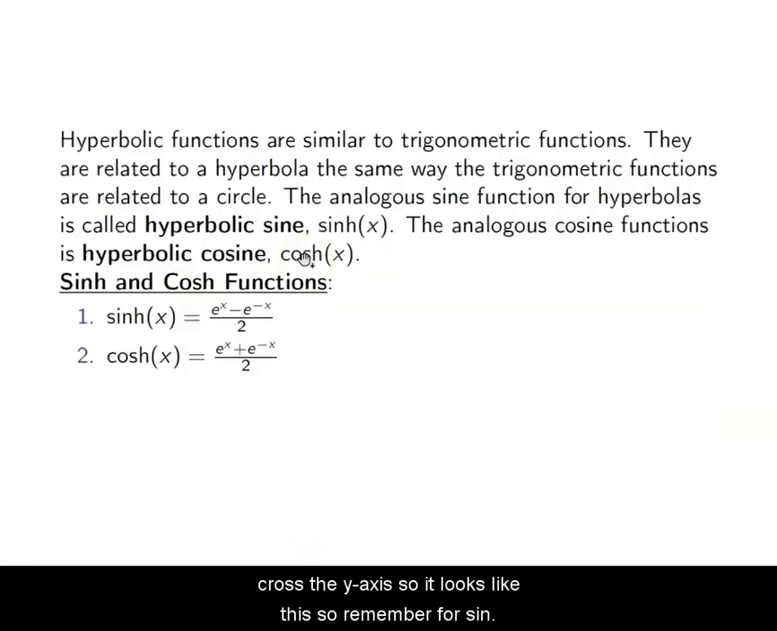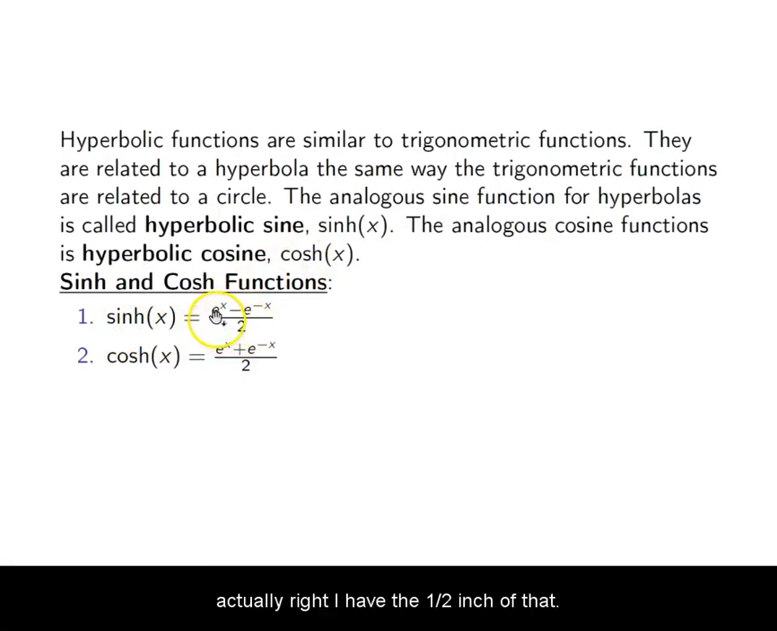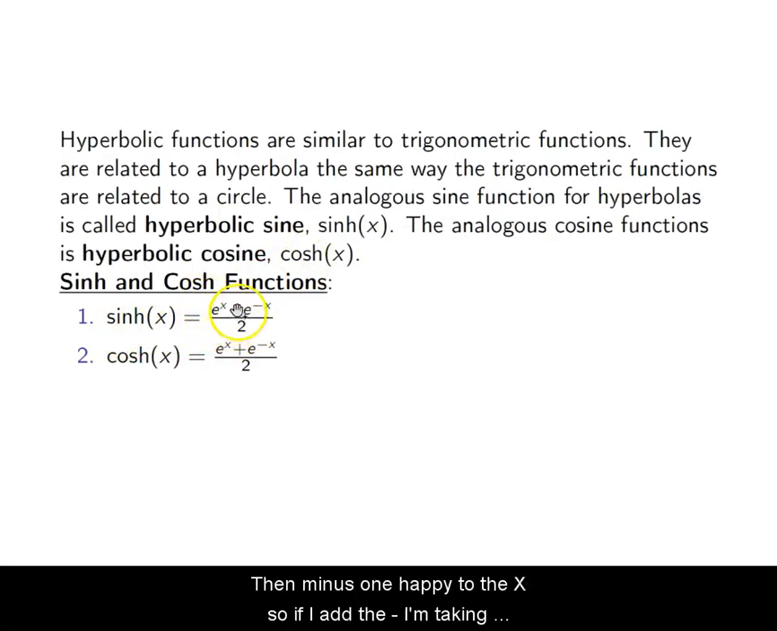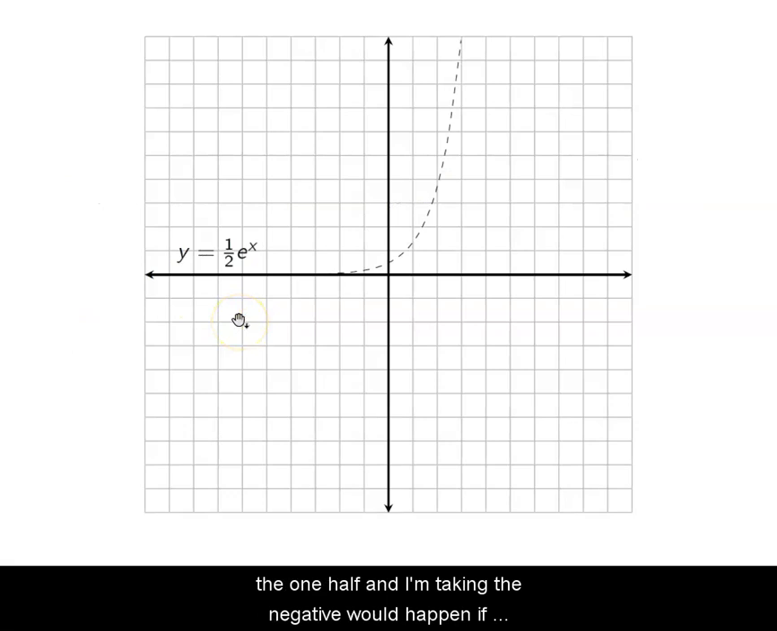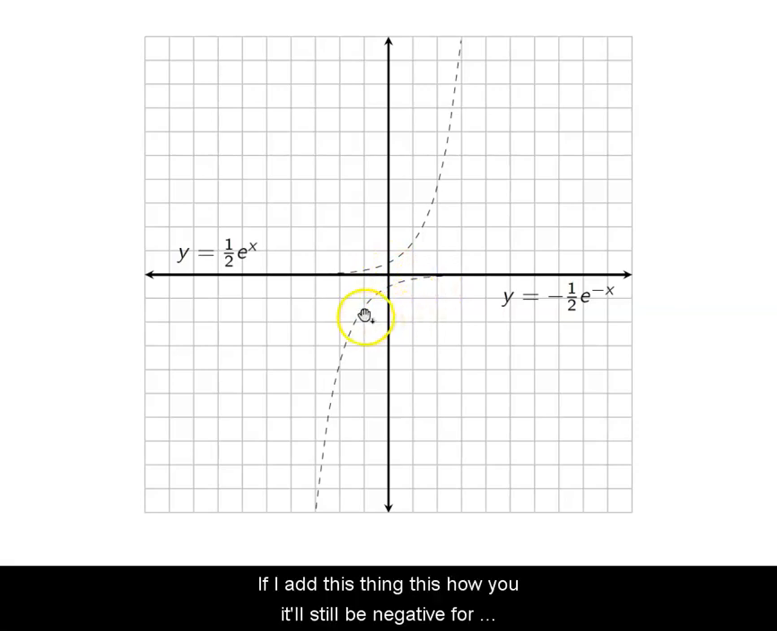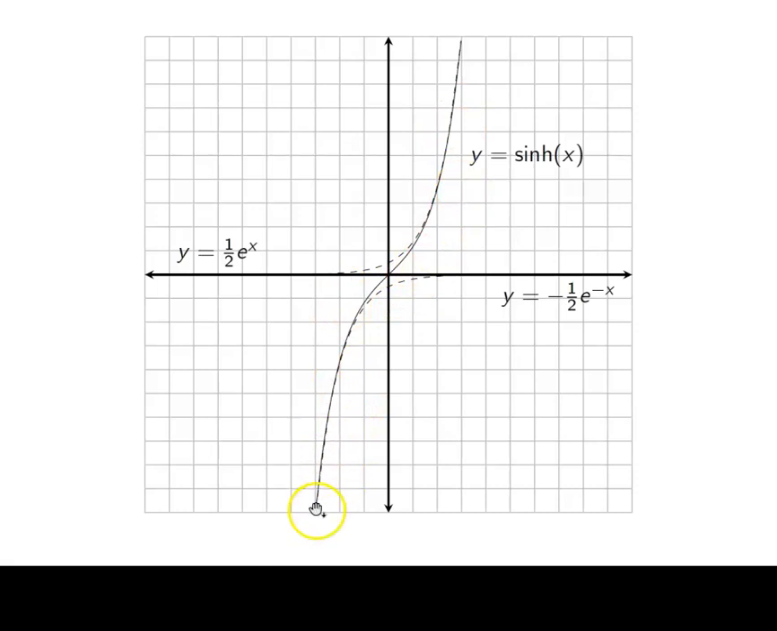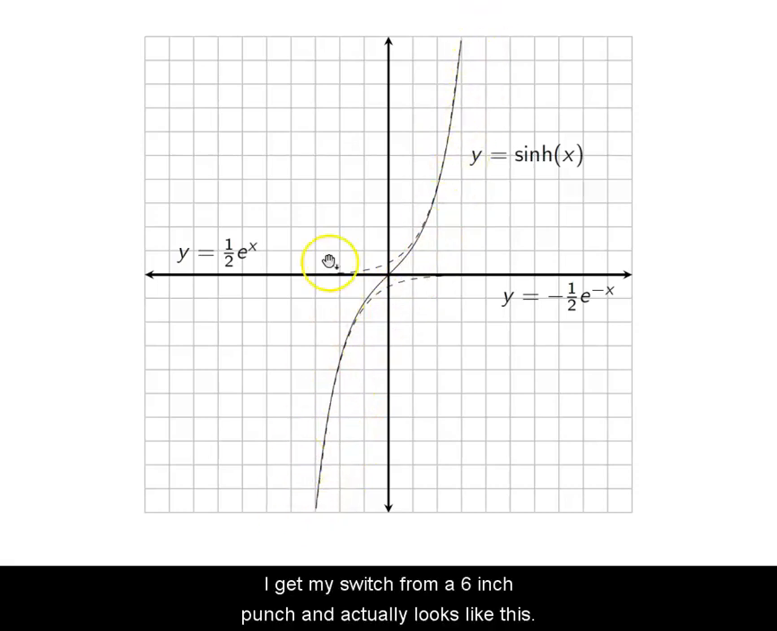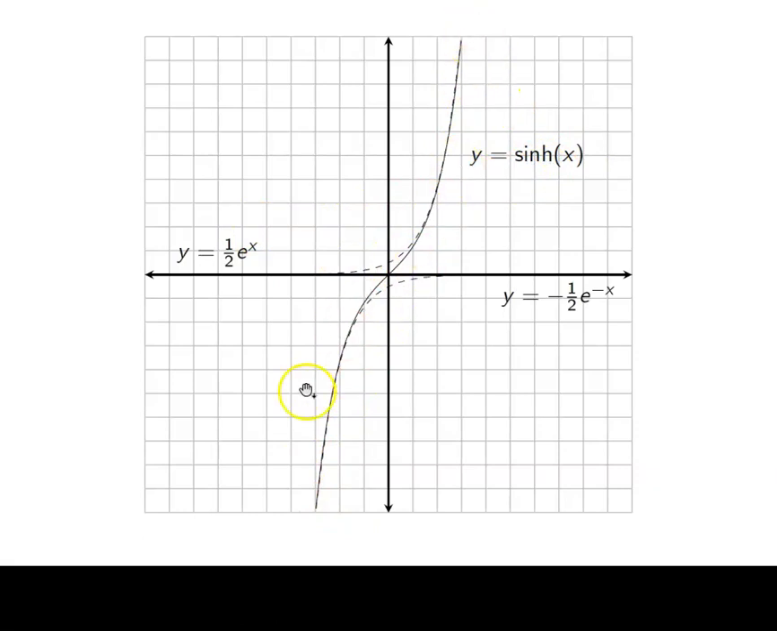So remember, for sinh, I'm going to add these two things. I have the 1/2 e to the x and then minus 1/2 e to the negative x. So I'm taking the 1/2 and the negative 1/2, and if I add those together, I get 0. If I add this value and this value, it'll still be negative, but it'll be over here, more negative. So if I add these together, I get my sinh. My sinh function actually looks like this. It's a curve in this form.